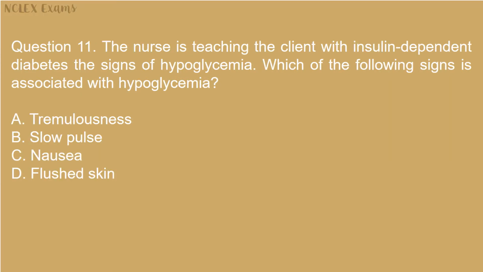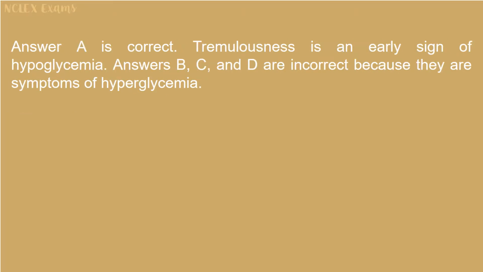Question 11. The nurse is teaching the client with insulin-dependent diabetes the signs of hypoglycemia. Which of the following signs is associated with hypoglycemia? A. Tremulousness. B. Slow pulse. C. Nausea. D. Flushed skin. Answer A is correct. Tremulousness is an early sign of hypoglycemia. Answers B, C, and D are incorrect because they are not symptoms of hypoglycemia.